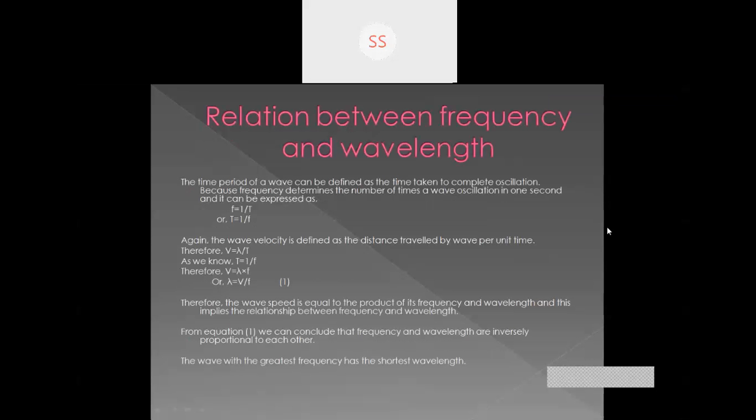Okay, next topic is relation between frequency and wavelength. There must be a relation between frequency and wavelength. We have to find out that. So the time period of a wave can be defined as the time taken to complete one oscillation. This is the definition of time period. Please remember it.